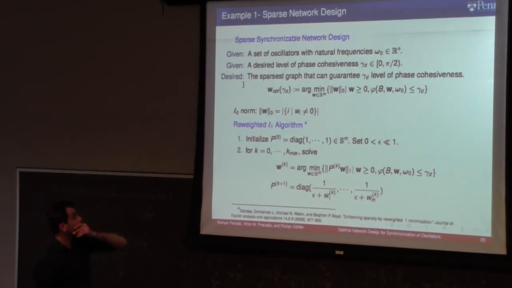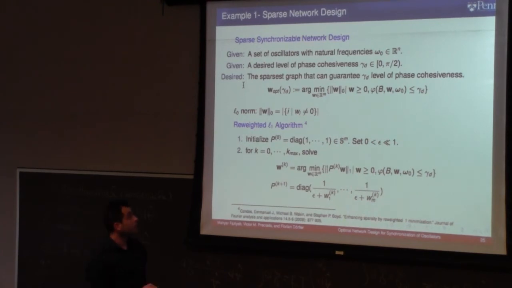The first example is: I'm given a set of oscillators with natural frequencies, so there's no uncertainty here. I'm given these natural frequencies and a desired level of phase cohesiveness from 0 to pi over 2, and my task is to design the sparsest graph that can guarantee this phase cohesiveness. In compact form, I want to minimize the L0 norm of my weight vector subject to the constraint that phase cohesiveness is less than or equal to gamma d. The L0 norm is the number of non-zero elements of my weight vector.